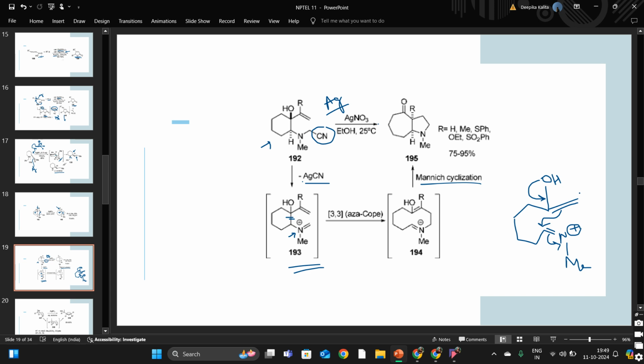Okay, so if we count the number of carbons in the ring, it will be 1, 2, 3, 4, up to 7. So this is how a new 7 membered ring is formed, where the initial hydroxy group is now replaced by this ketone. Okay, so this is how the reaction is going to involve silver cyanide elimination, then a 3,3 aza-Cope sigmatropic rearrangement, and at the end the reaction will follow Mannich cyclization.